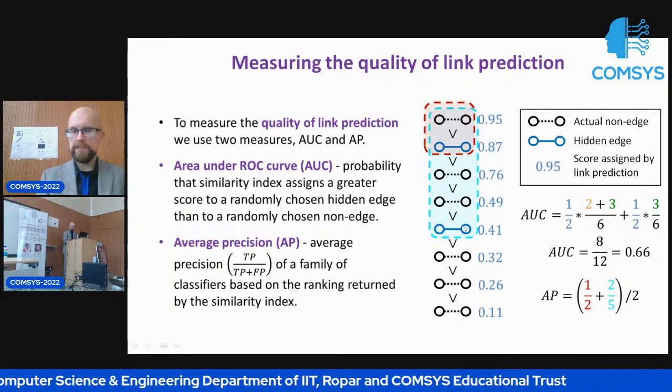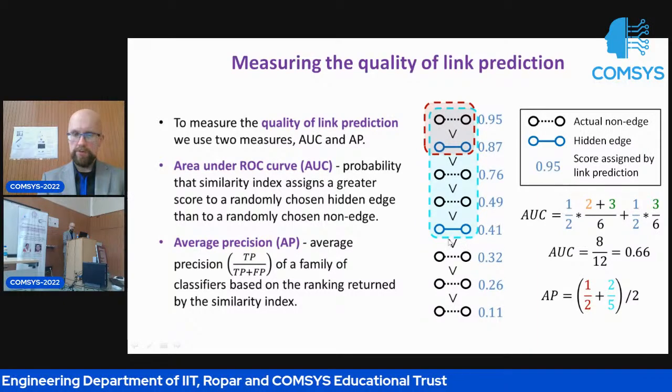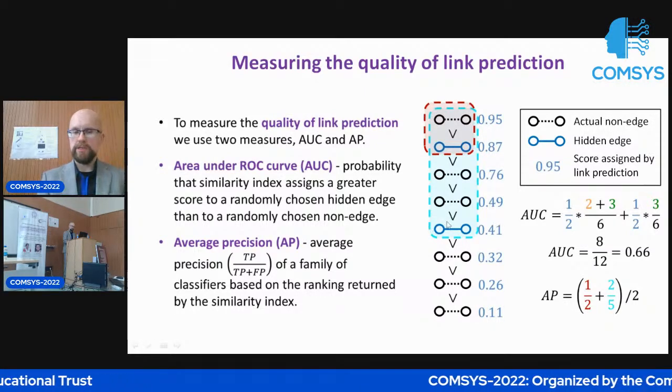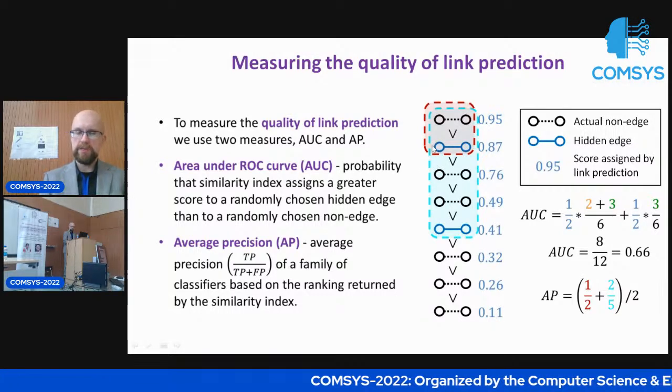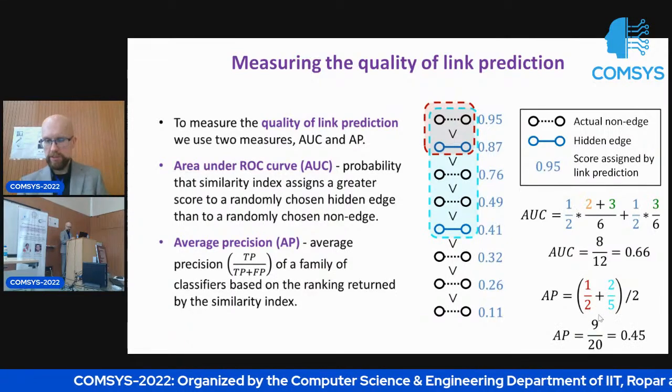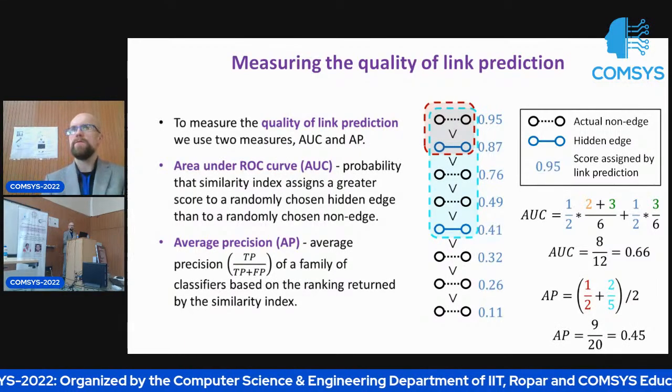And if I take a look at this edge, at all the edges above it, out of those five edges, only two should be there, right? This hidden edge and this hidden edge. That's why the precision for this edge is 2/5. So the average precision of this classifier is 0.45.